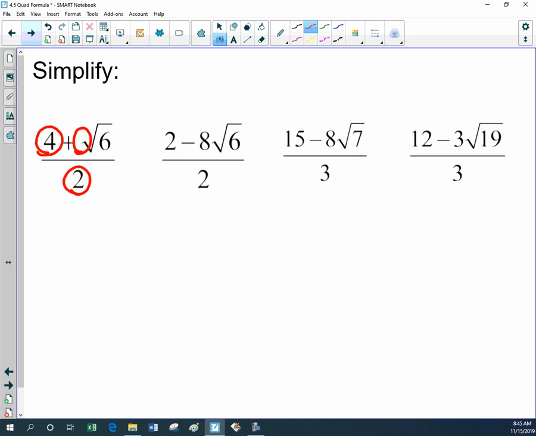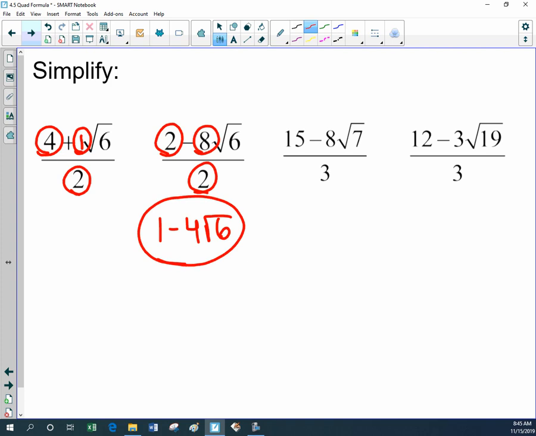Well, we have a 4, we have a 1, and we've got a 2. There's nothing that they all have in common that's going to reduce those numbers, correct? So that one's as simplified as it can be. The next problem, we have 2, 8, and 2. All of those are divisible by 2. So we reduce each of these by 2, so this would be 1 minus 4 square root of 6 all over 1. Okay, so this would be my answer.